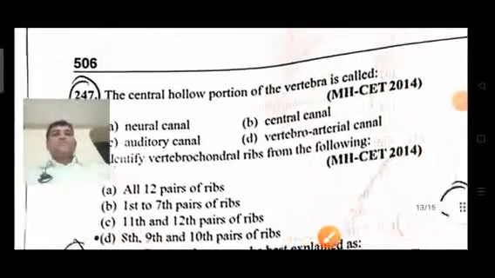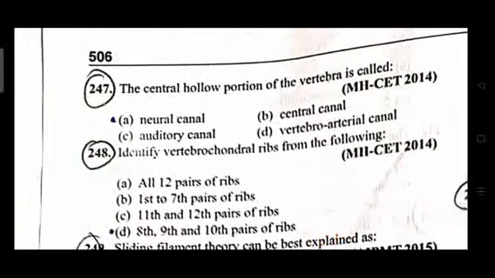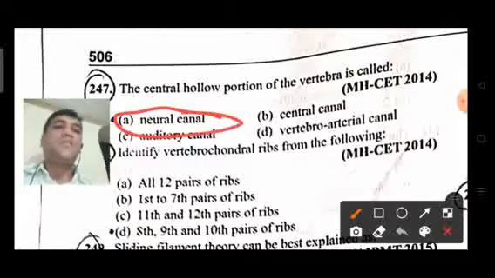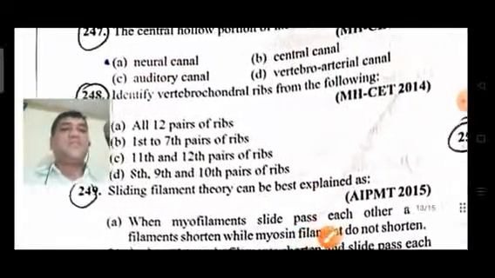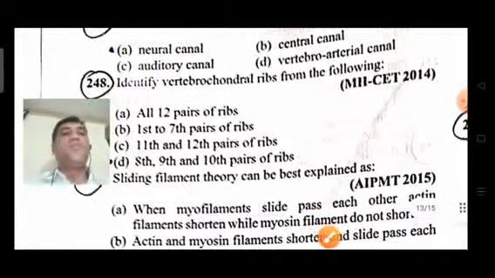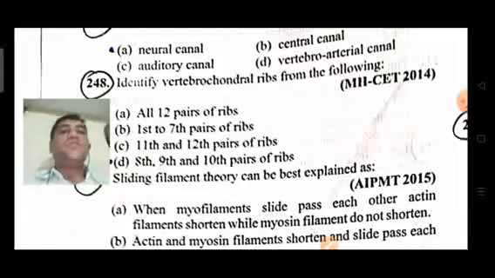Next, the central hollow portion of the vertebra is called: neural canal, central canal, auditory canal, or vertebro-arterial canal. The central hollow portion of the vertebra, through which the nervous system runs, is called the neural canal.